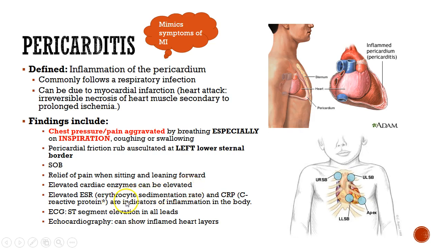A good indicator of inflammation in the body is a couple of labs, the ESR and the CRP. The CRP is more indicative of an acute inflammatory reaction. The patient might have elevated ST segments in all leads, and their echo can show some inflamed heart layers.